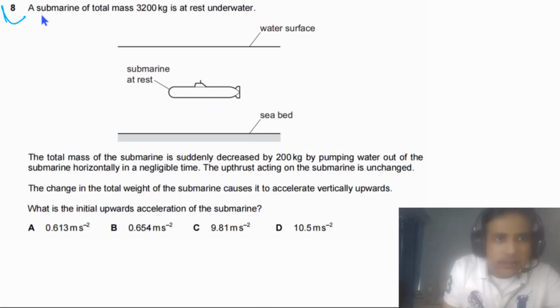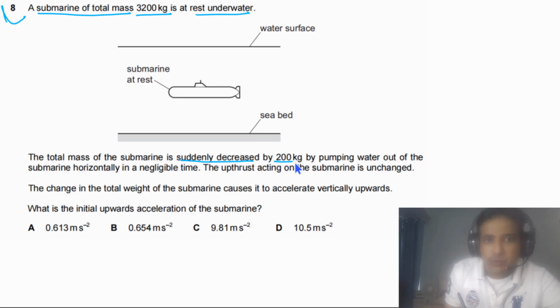Question 8 says a submarine of total mass 3200 kg is at rest under water. The total mass of the submarine is suddenly decreased by 200 kg by pumping water out of the submarine horizontally in a negligible time.